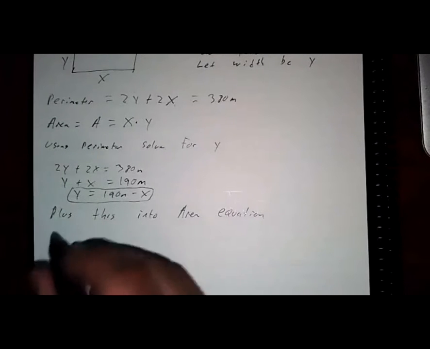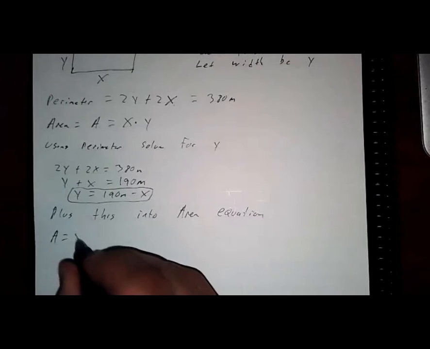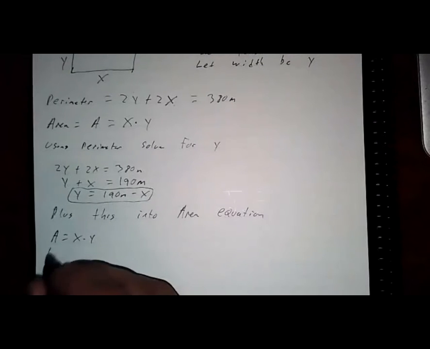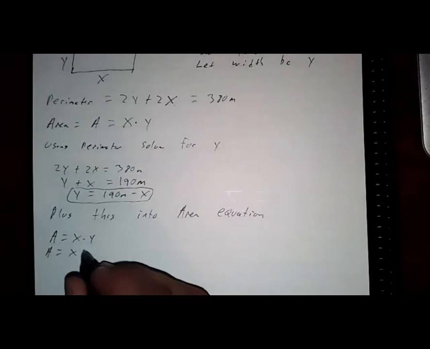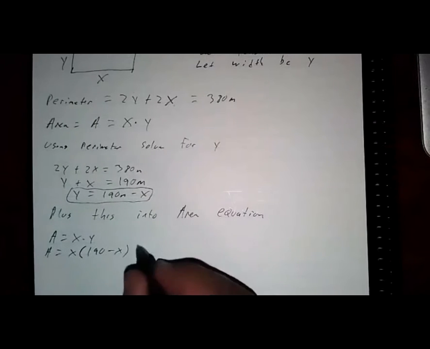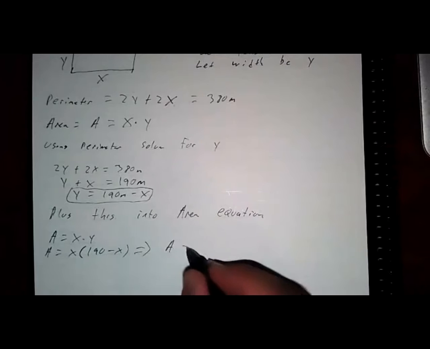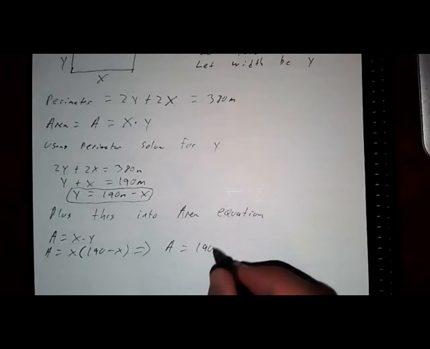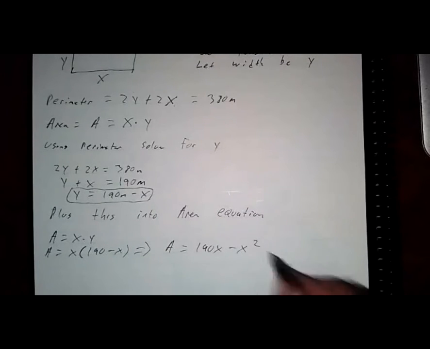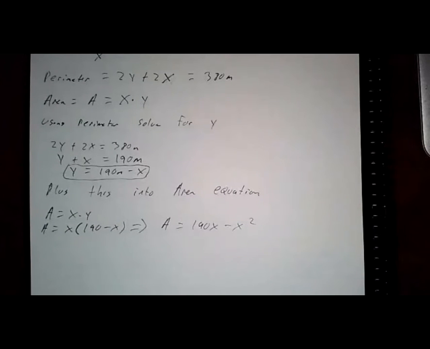All right, so we get A equal to x times y, which would be A equal to x times 190 minus x, right? Which implies that the area equation is equal to 190x minus x squared. You guys still with me to this point? Yes. All right, I skipped a little bit of algebra here.